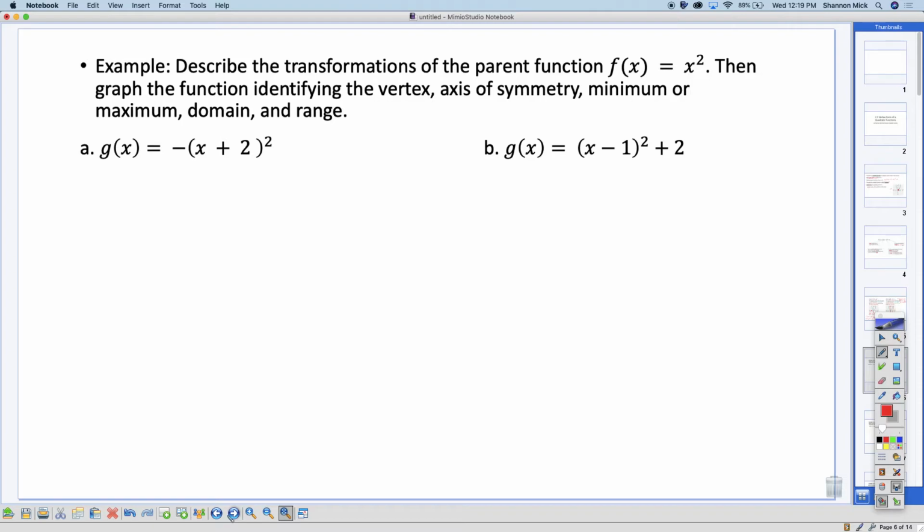G of x equals negative the quantity x plus 2 squared. Okay? So, is this graph opening up or down? Down. So that's what my down arrow is for. Then I know 0, 0, which is the parent function vertex, goes where? And let's put a V next to that. What would V stand for? Vertex. So we'll label in our work so we know what we're looking at. That would be helpful, right?